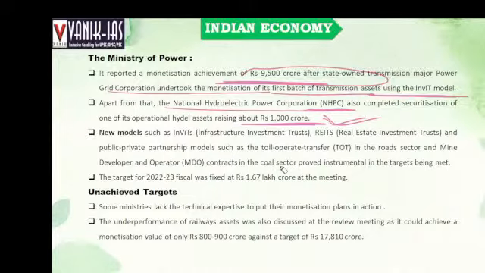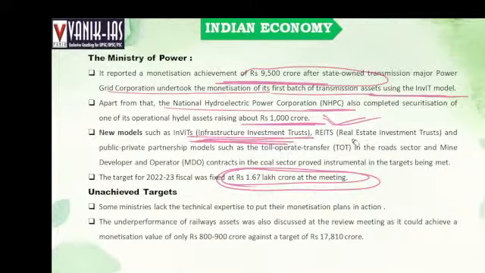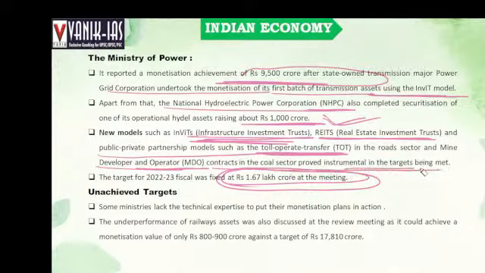The target for the 2022-23 fiscal was around 1.67 lakh crore. This is the fiscal target of the National Monetization Pipeline. New models such as Infrastructure Investment Trusts (InvITs), REITs, that is Real Estate Investment Trusts, and public-private partnership models such as toll operate transfer (TOT) in the road sector, and mine developer and operator (MDO) contracts in the coal sector were instrumental in the targets being met. So especially the toll operate transfer, InvITs, REITs and PPP models helped to achieve the target of 88,000 crore.